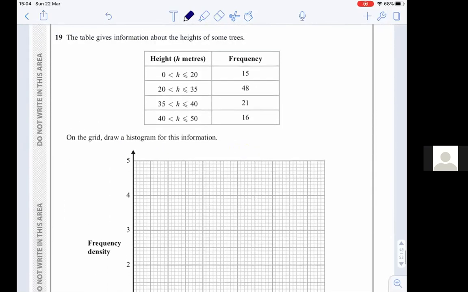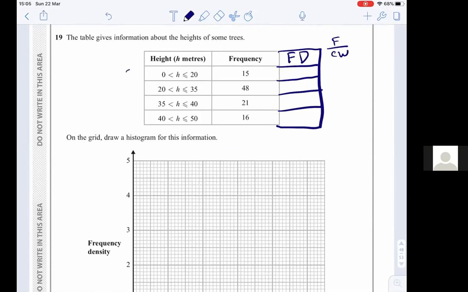Right, question 19. We have a histogram. So whenever we've got a histogram, I like to introduce another column on the far side for frequency density. Now, frequency density is always frequency over class width. So here we have a frequency of 15 divided by a class width of 20. I'm just making a note of the class widths on the left-hand side here, the gap between the lower bound and upper bound. We get 0.75.